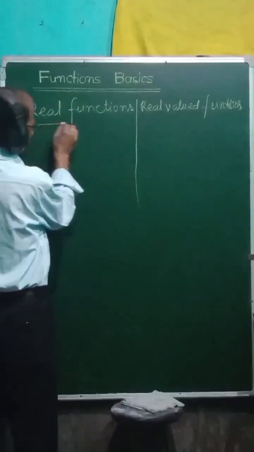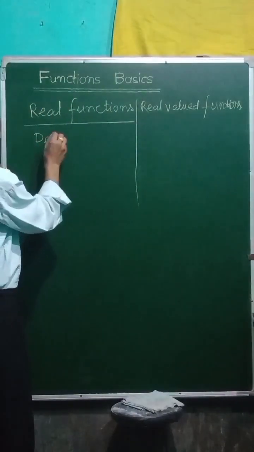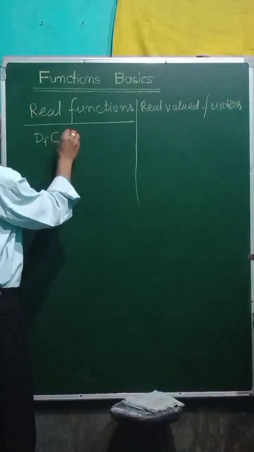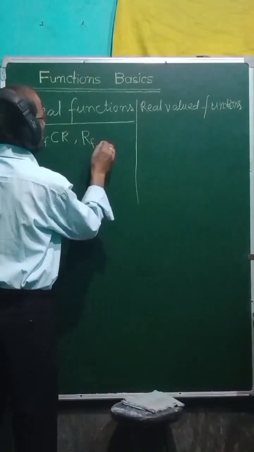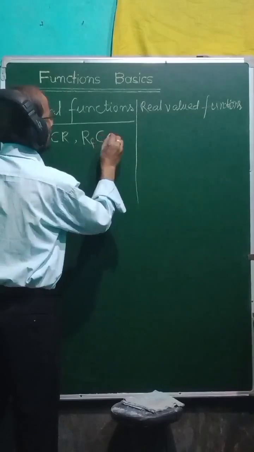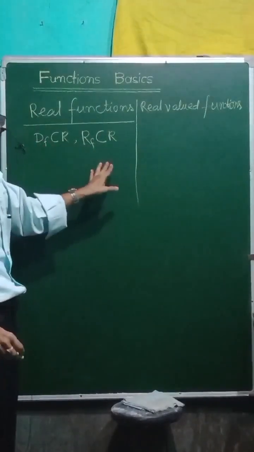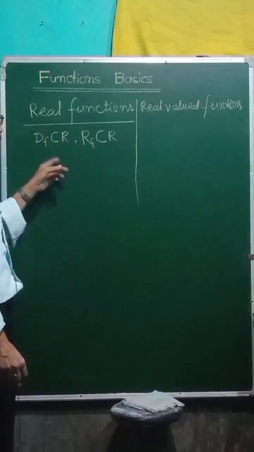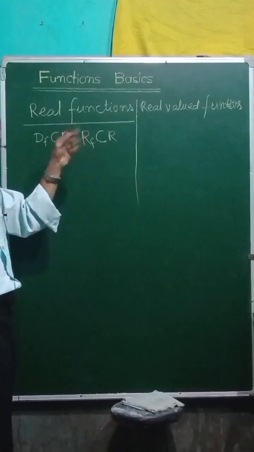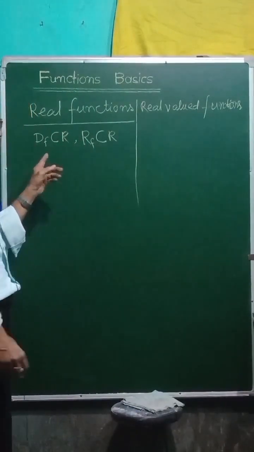For real functions, the essential condition is that Df is a subset of the real number set R, and similarly the range is also a subset of R. It is a very essential condition. If we find these two things in a function, then we say that the function is a real function. It is better to understand with the help of an example.